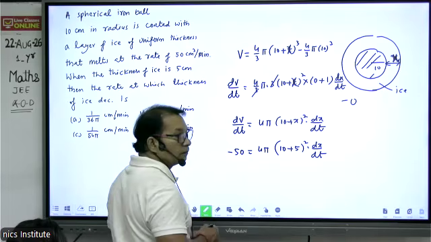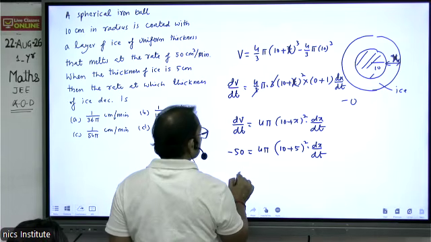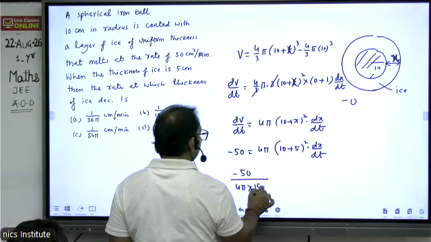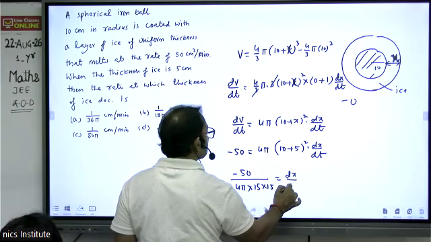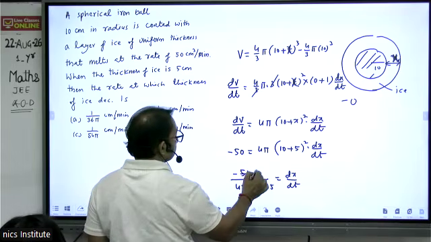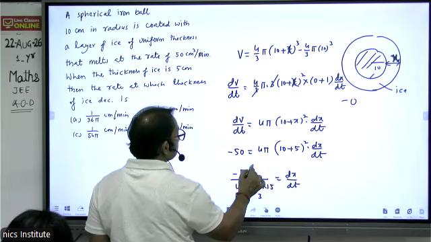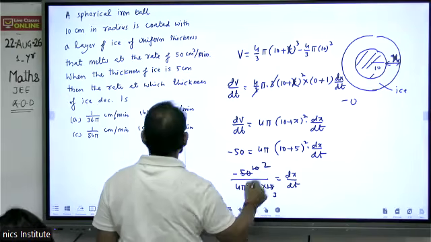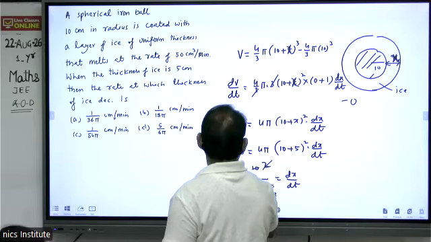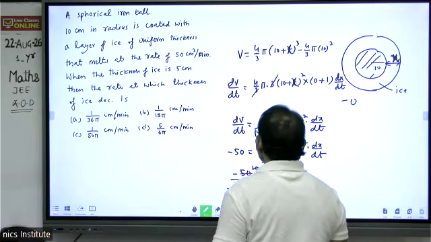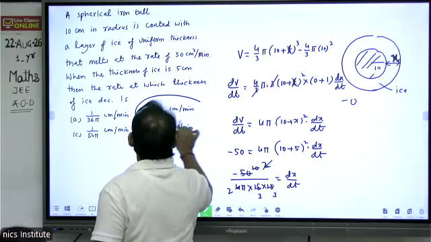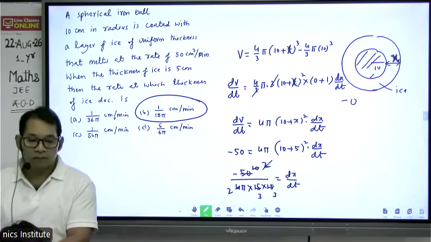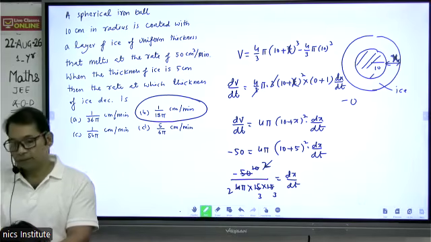15 square, take it as 15 square. Sir, the answer is option B. Minus, because whenever something decreases, the answer has to be negative. So the thickness is decreasing, that's why the answer is negative.